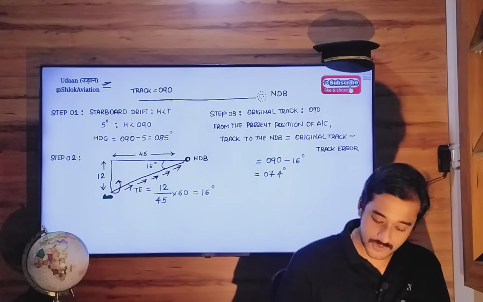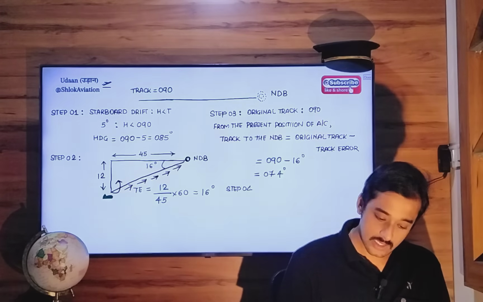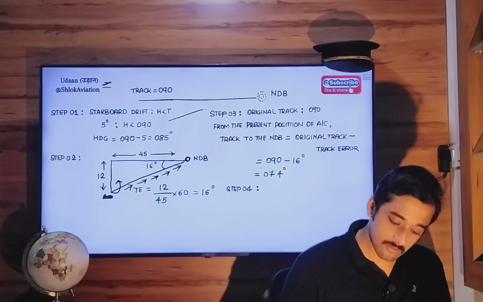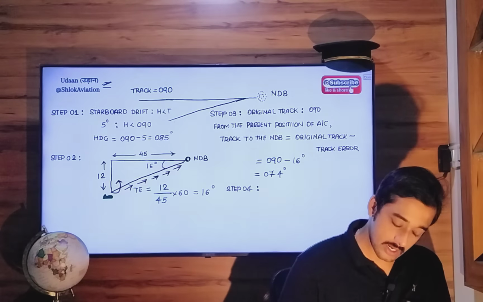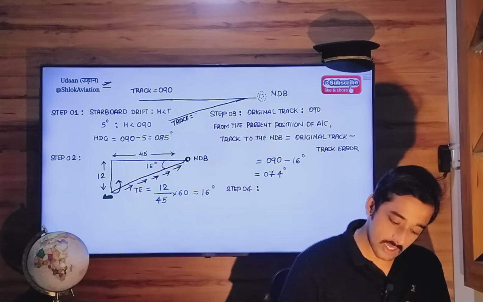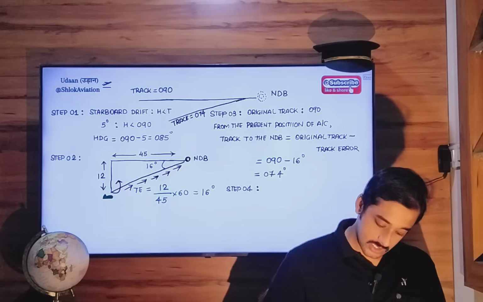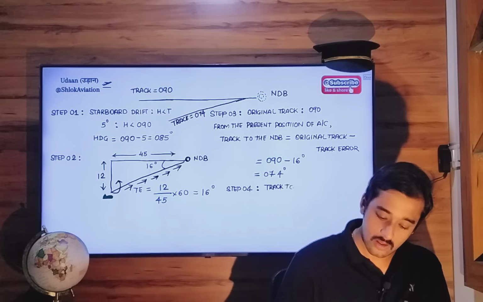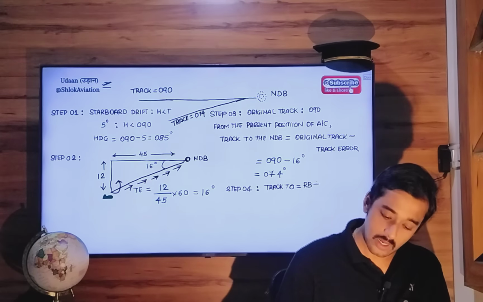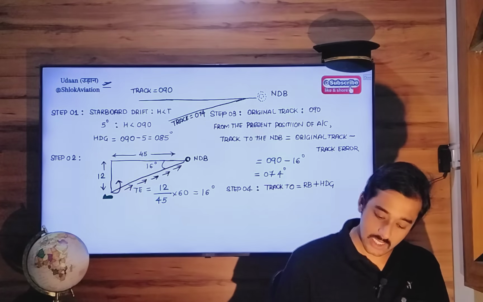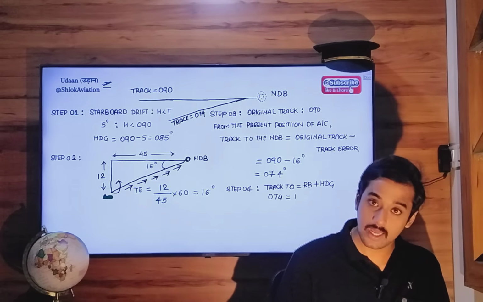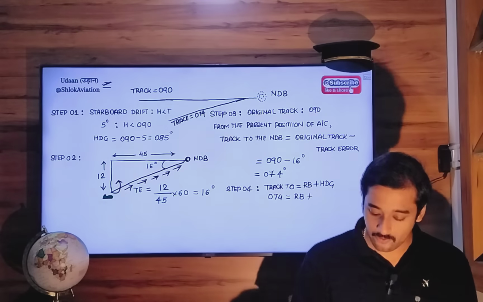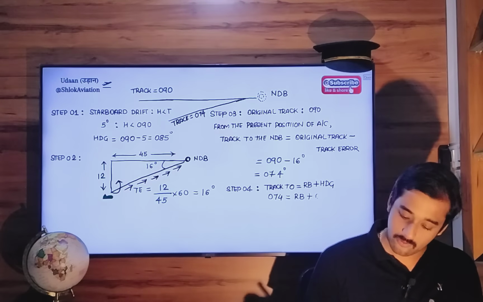Step number 4. So the new track to the NDB station, if I have to draw that track, will look something like this. New track to the NDB station will be 074. So step 4, track to the station is equal to relative bearing plus heading. Now track to the station is 074. Relative bearing is what we have to find out. Heading of the aircraft is 085.